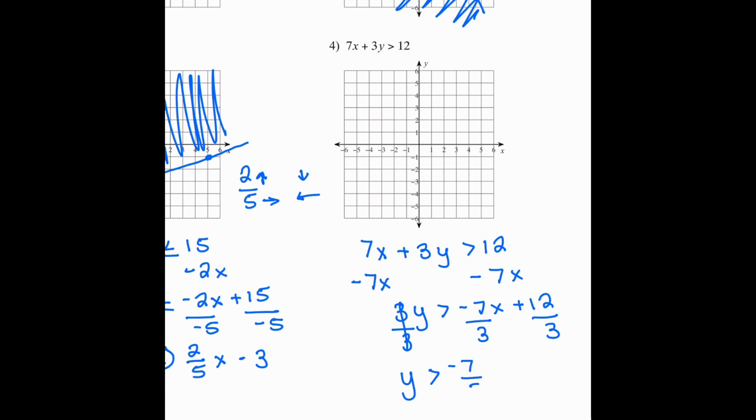I'm going to leave -7/3 as a fraction, since they don't divide evenly. And 12 divided by 3 is 4. So 4 is my y-intercept. And my slope of negative 7 over 3 tells me I'm going to go down 7 and to the right 3. I don't have a line under my inequality sign, so my boundary line is going to be dashed. And because my inequality sign is facing the y, this tells me I need to shade above the line.